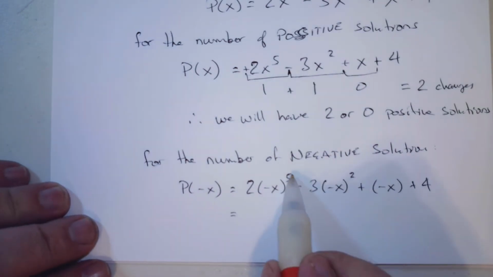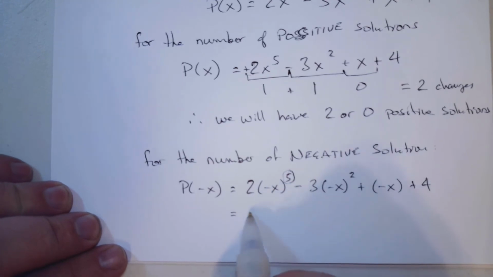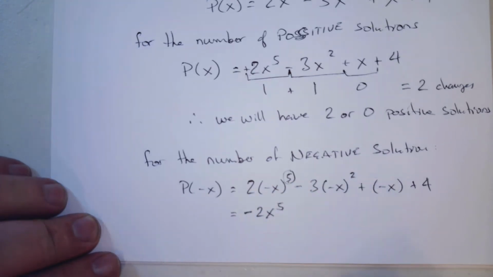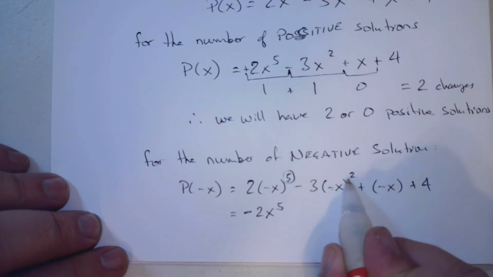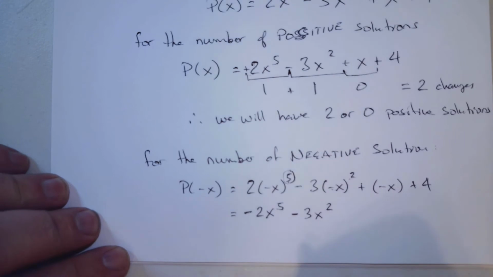So remember what I said earlier. If you have an odd exponent, it changes the sign of the answer. So if it's odd, it changes the sign of the coefficient. So it's negative 2x to the 5th. If it's even, nothing changes. Just drop the parentheses.